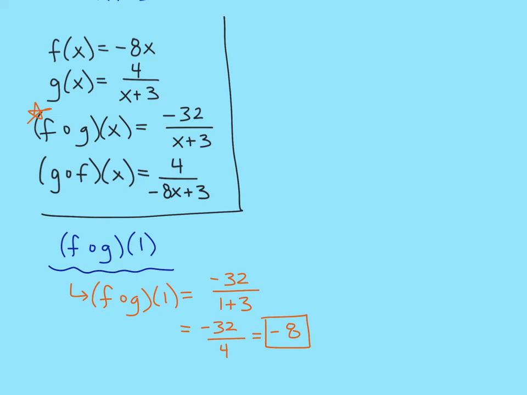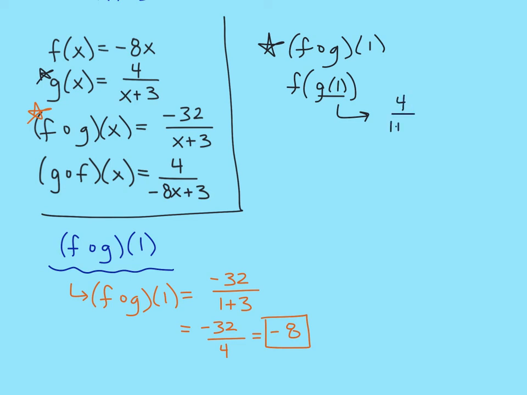We can also do this another way, and that way involves going and using both of the original f and g functions. So to find f of g of 1, the first thing we'll do is find g of 1. G of 1 means plugging 1 into the g function, so we'll have 4 over 1 plus 3, which is 4 over 4, which happens to be 1. So g of 1 happens to be 1.